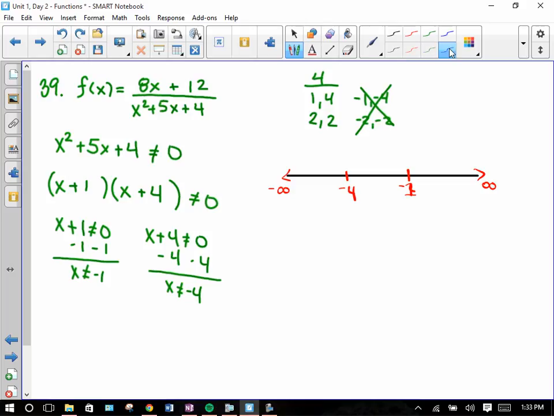That I know it cannot be. It can't be -4, it can't be -1. Negative infinity and infinity are just parentheses because it can't actually be those numbers. So my domain is equal to, what's my first interval? Negative infinity to -4. Are these both parentheses, or one parenthesis and one bracket? Both parentheses because it can't be -4. So it's negative infinity to -4, union.